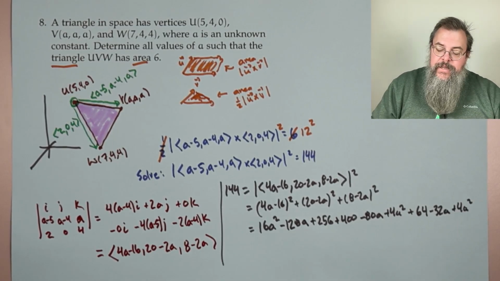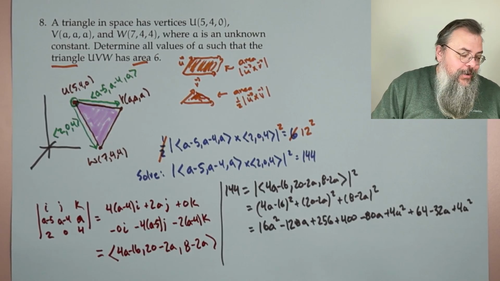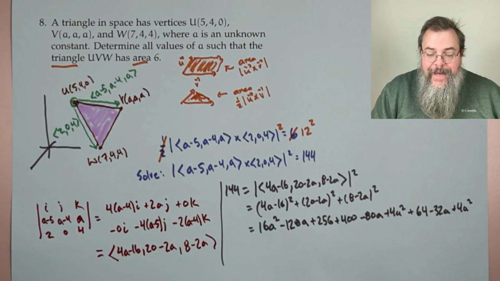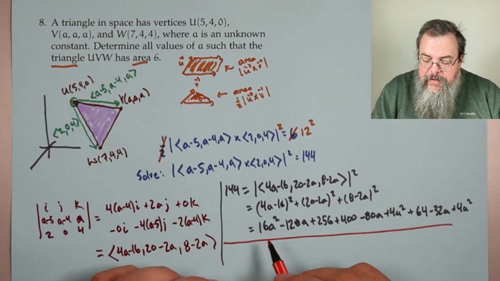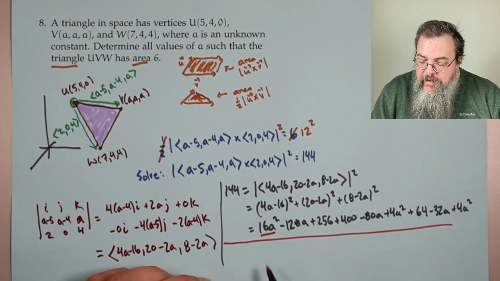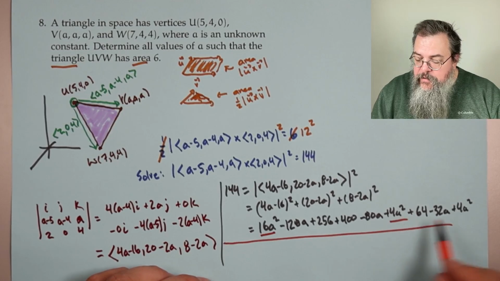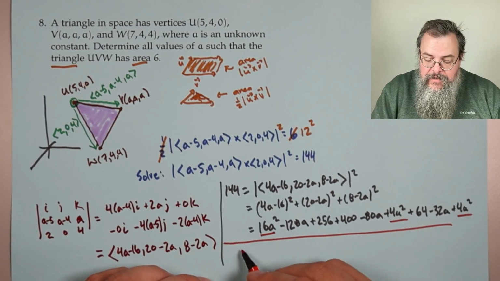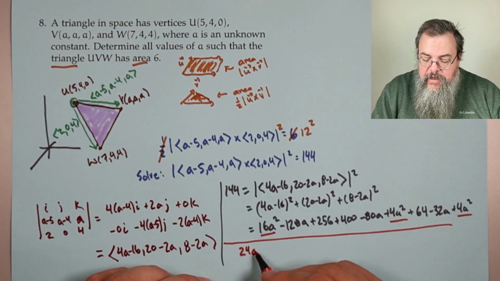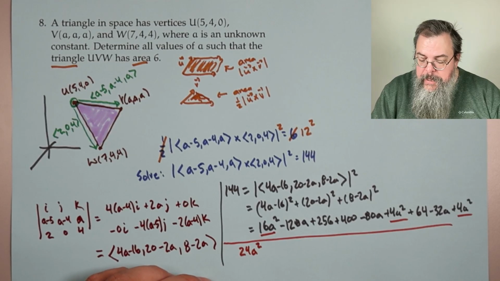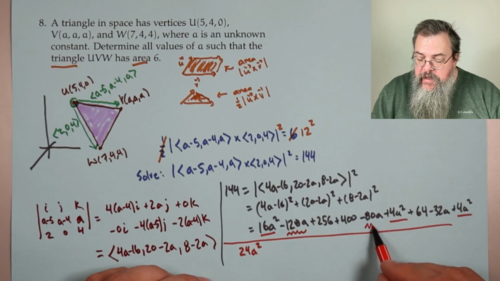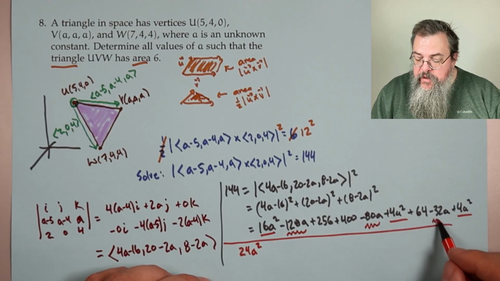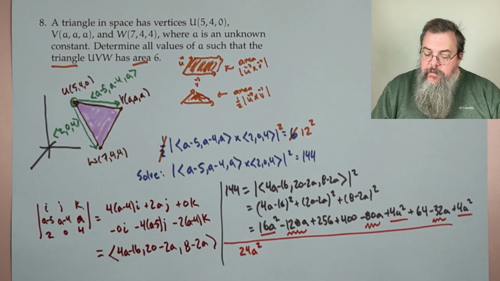All right. Now, let's do our gathering. So I'm going to gather here. We have our a squares. We have 16a squared, a 4a squared, and a 4a squared. That's 24a squared. Okay. We have minus 128a, minus 80a, minus 32a. All right. Well, what would that be?